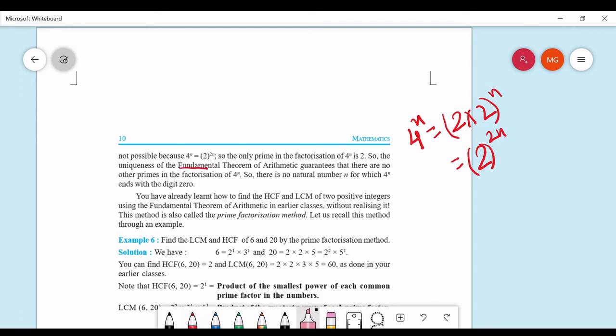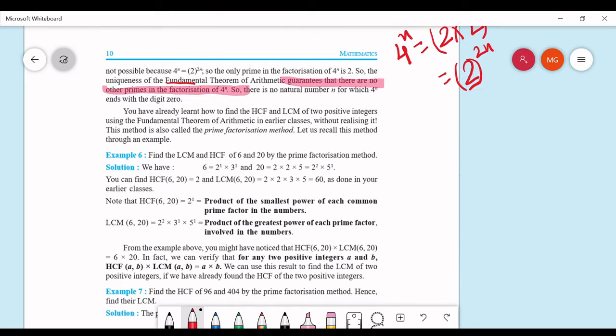what it does, it guarantees that there are no other primes in the factorization of 4 to the power n, right? You are not having any other factors, so there is no natural number n for which 4 to the power n ends with the digit 0. You are getting only 2, right? So this is false.